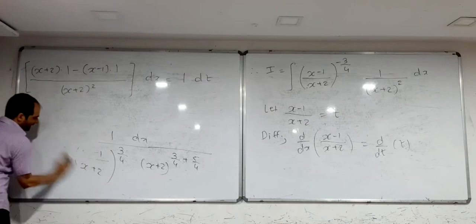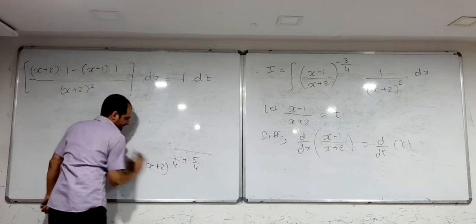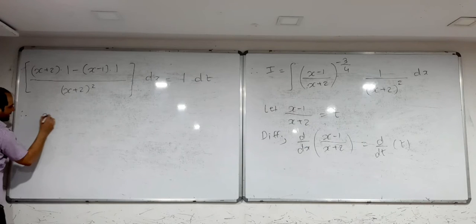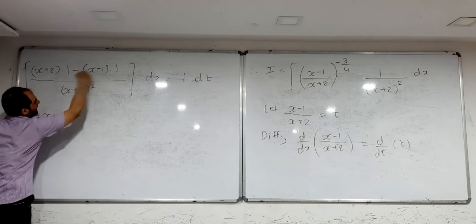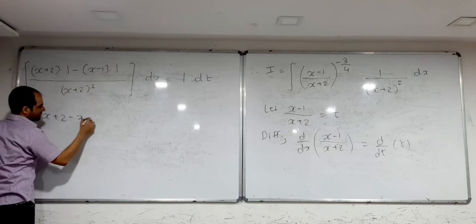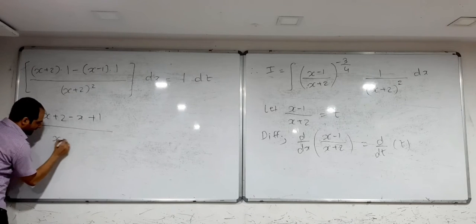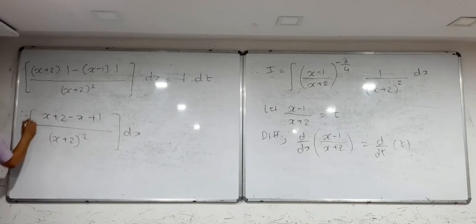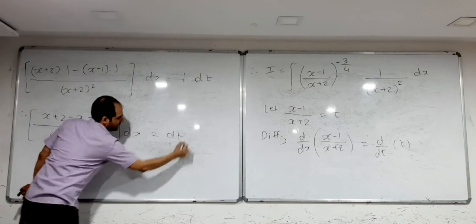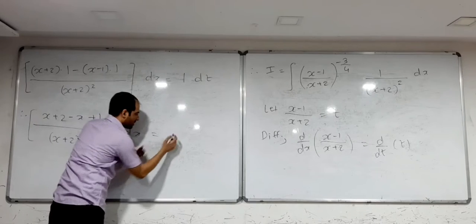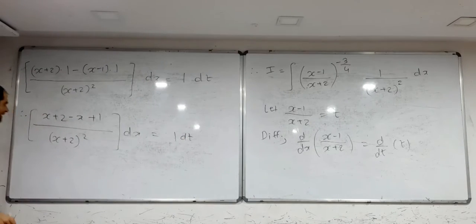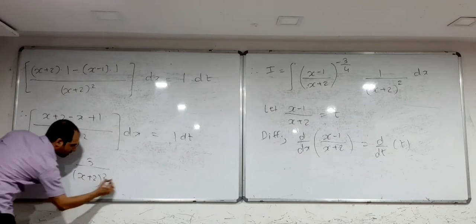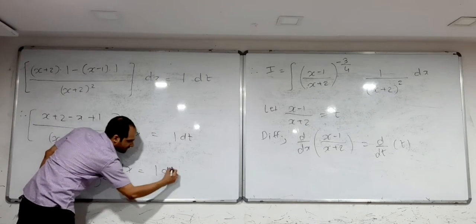अब आप ब्रैकेट ओपन कर दो, what will happen? Maximum एक नंबर अगर होगा, so this will be 1 into x plus 2, आगे minus x minus 1 plus 1, okay, whole upon x plus 2 the whole square dx is equal to 1 dt. So x gets cancelled, so 3 upon x plus 2 the whole square dx is 1 dt.